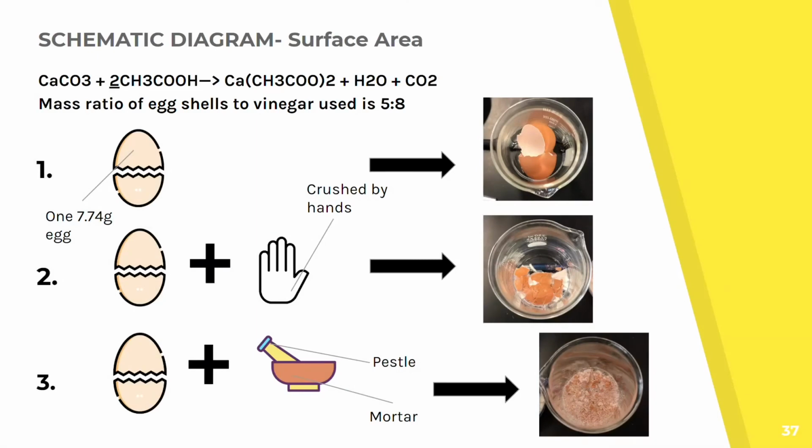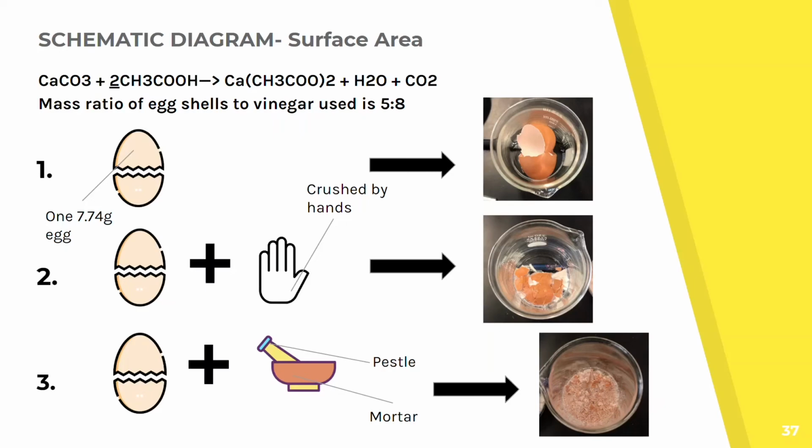Using the equation, we will conclude that the mass ratio of the eggshell to vinegar is 5:8. Hence, the eggshell mass would be 7.74 grams and the vinegar would be 12.3 grams. One egg will be used for each of the three setups. The first setup will include an egg which is not crushed. The second will be an egg that is crushed by hand, which makes the egg partially crushed, and the third will be an egg that is crushed by a mortar and pestle, which will break the egg to bits and pieces.